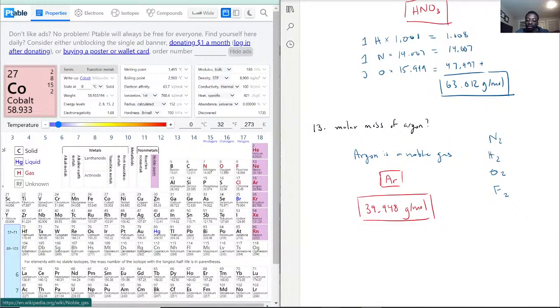So first you find it on the periodic table and recognize it's a noble gas, so you don't accidentally make it Ar2. That's not something you want. Then, based on the fact that it's a noble gas, you can just use the atomic mass as its molar mass.